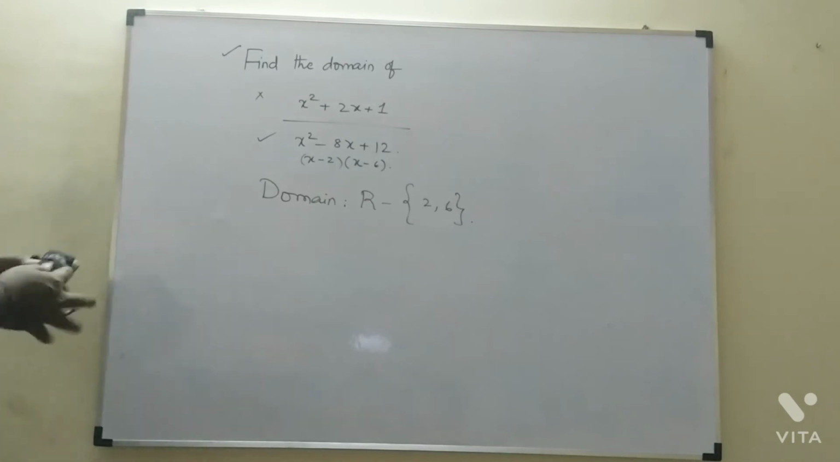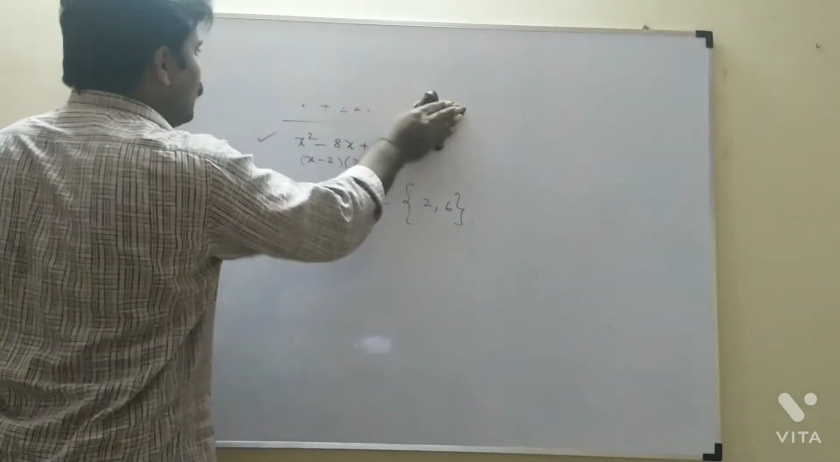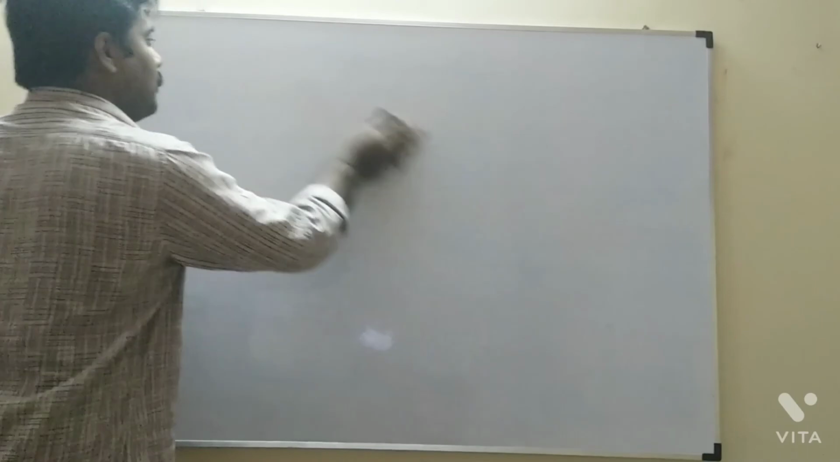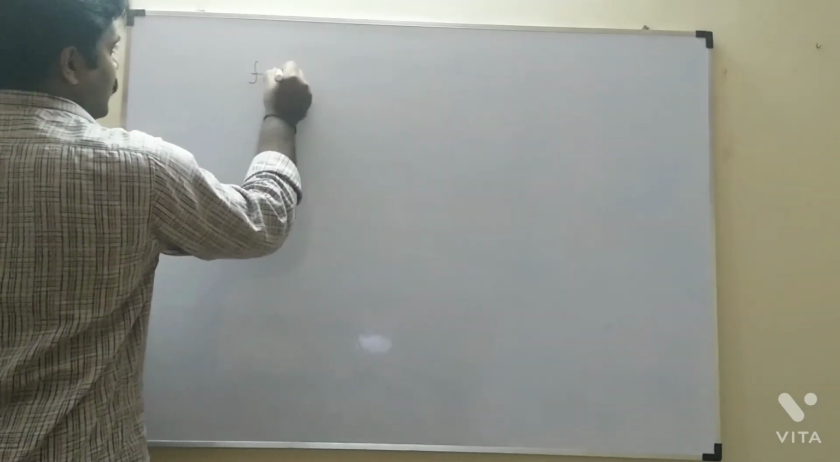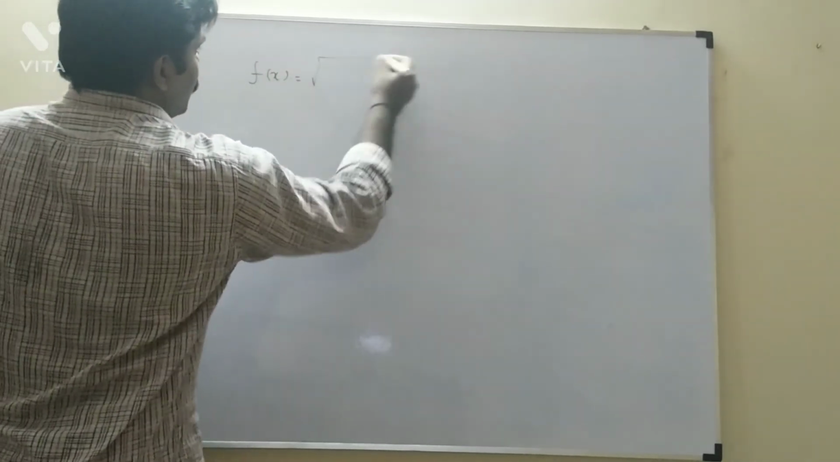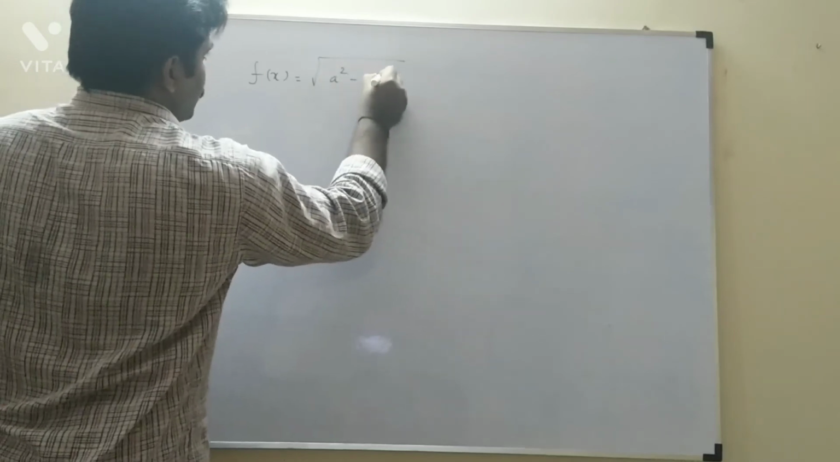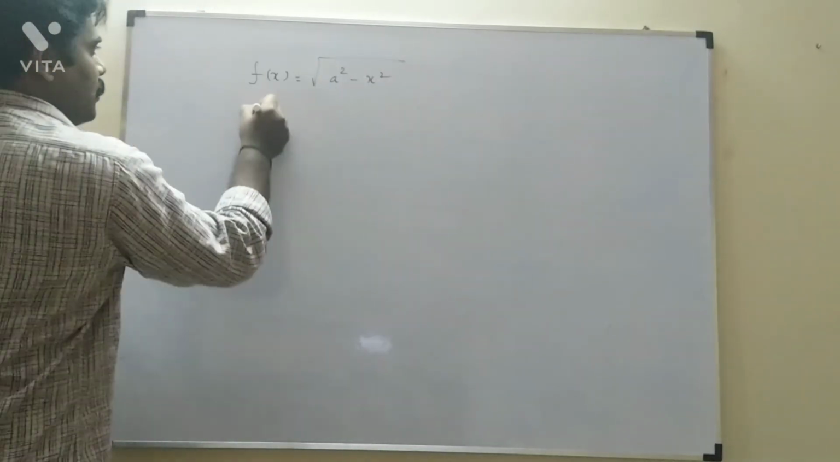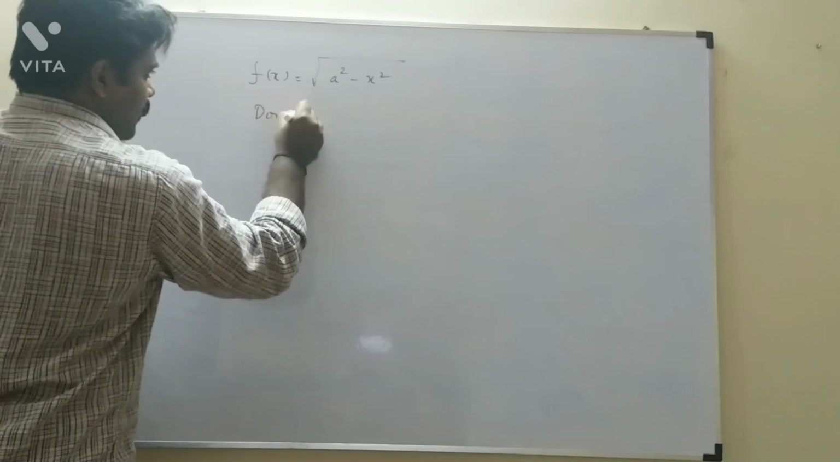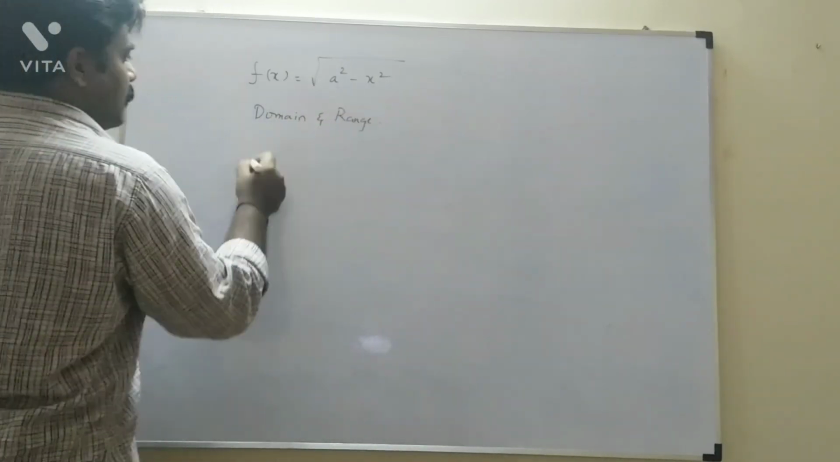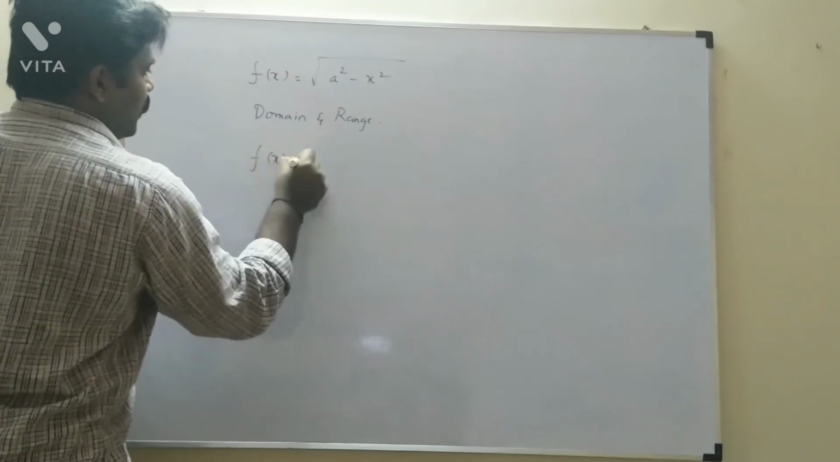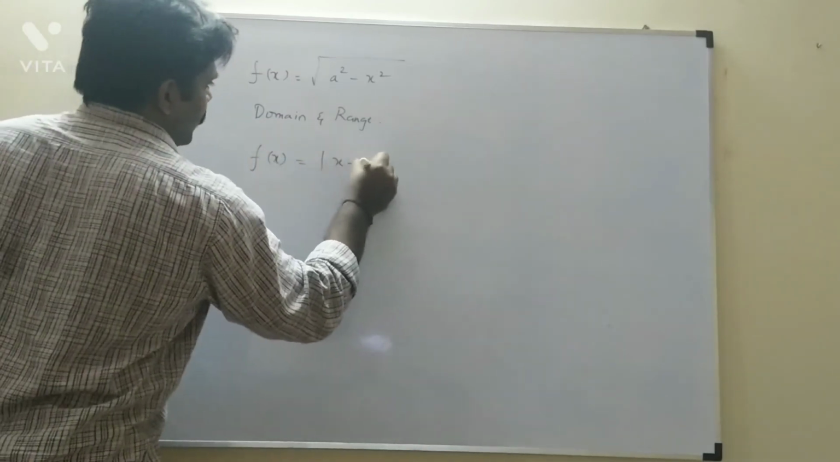Right? So I am going to give you 2 questions. You can try them and let me know the answers in the comment section. So f of x is equal to root of a square minus x square. I want you to find the domain and range of this function. Also try finding the domain and range for mod of x minus 1.